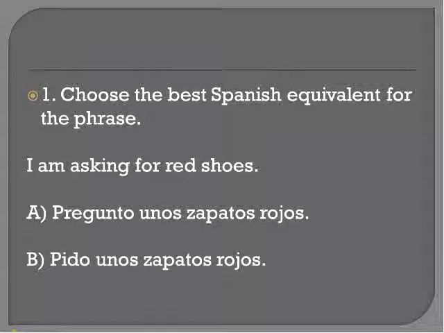So preguntar was to ask what? What's the difference between preguntar and pedir? Did you ask for a request? Because we ask for a favor. Yes, and with preguntar you're asking an actual question. So let's take a look. We have here, you're asking for red shoes. Is it more of a request or more of a question? Request. Okay, so B would be correct. Pido comes from pedir.